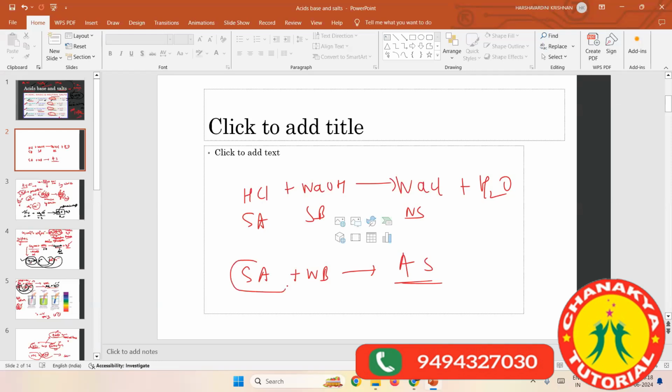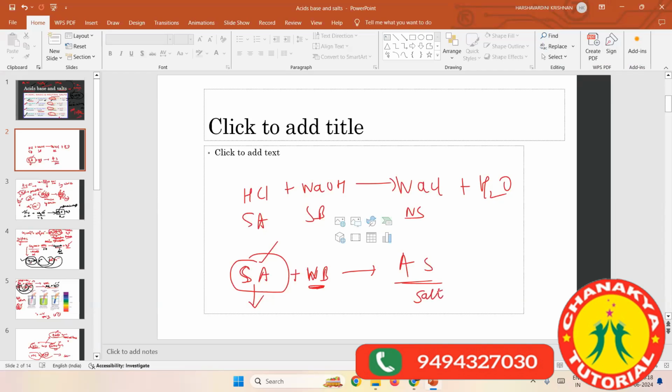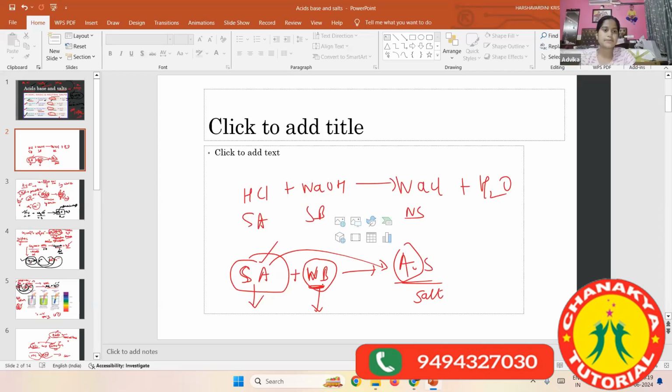Why is it an acidic salt? Very simple logic: the acid is very strong here, the base is weak here. So obviously the salt will have more acidic property. I am reacting a strong acid with a weak base, so I'll get a salt, no doubt in that. But what kind of salt? An acidic salt, because I'm using a strong acid, so acidic property will be more in the salt, because I'm using a weak base. Whichever is strong is dominant, right? Got it?